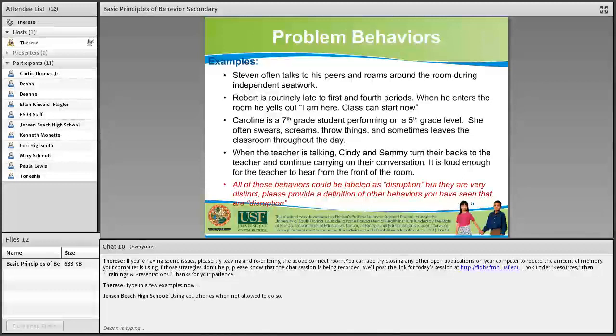Excellent. So Jensen Beach High School, using cell phones when not allowed to do so. That's really good. It's really clear and to the point. If I see a kid using a cell phone, that's easily identifiable. A dead man also would not be using a cell phone. Good example. All right, any other ideas out there?